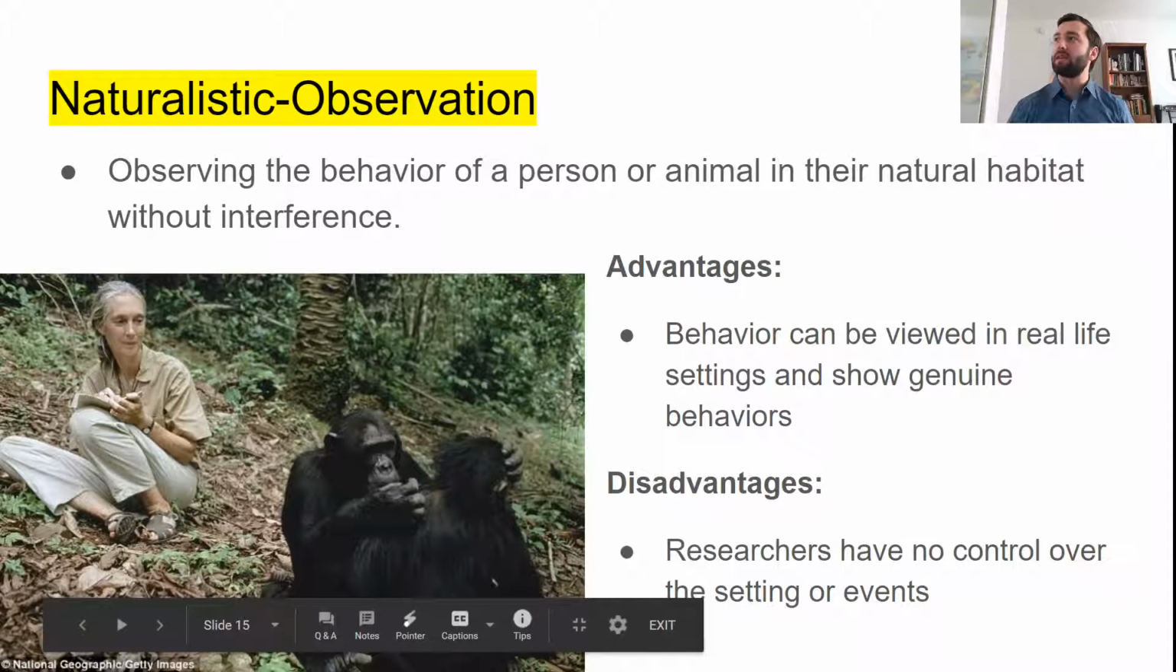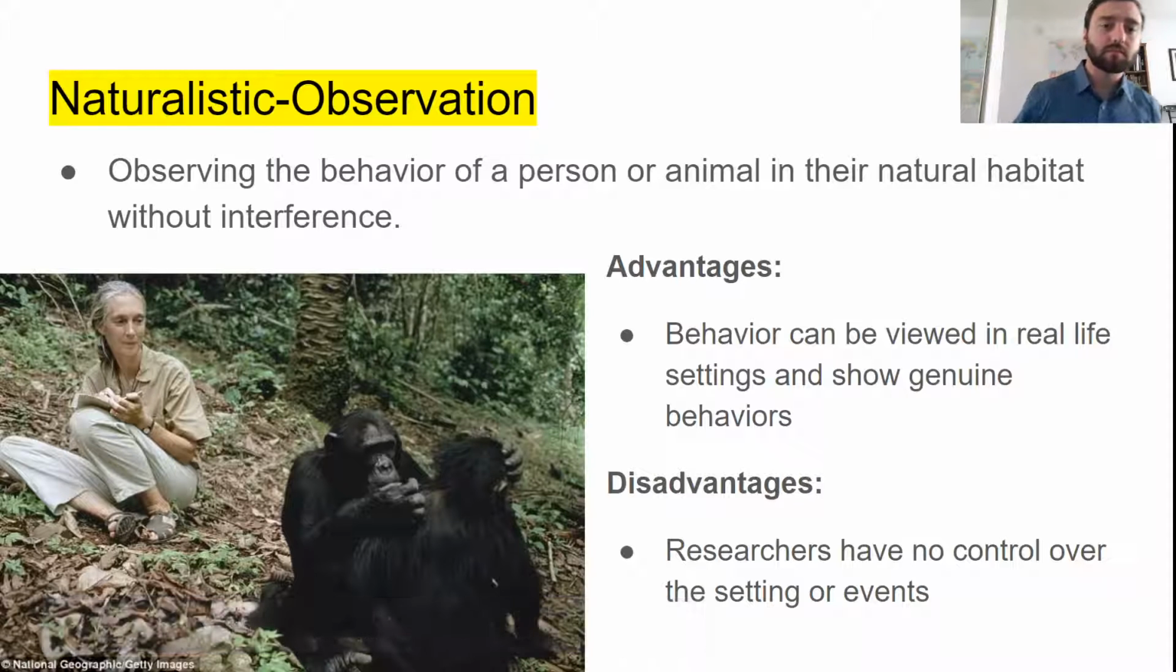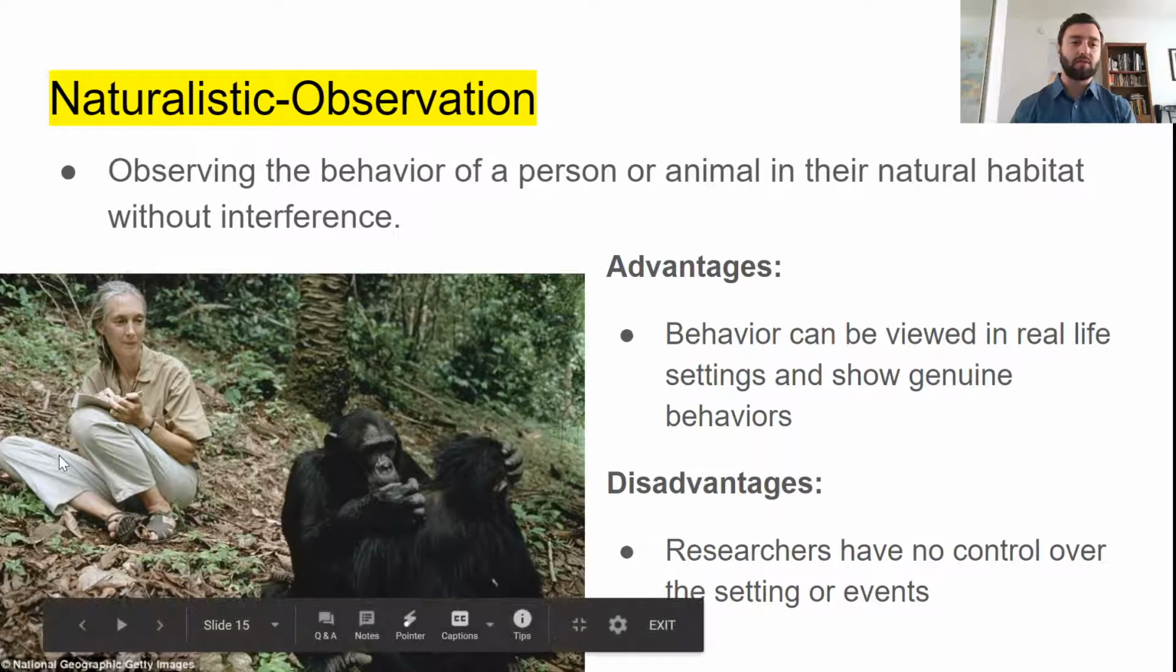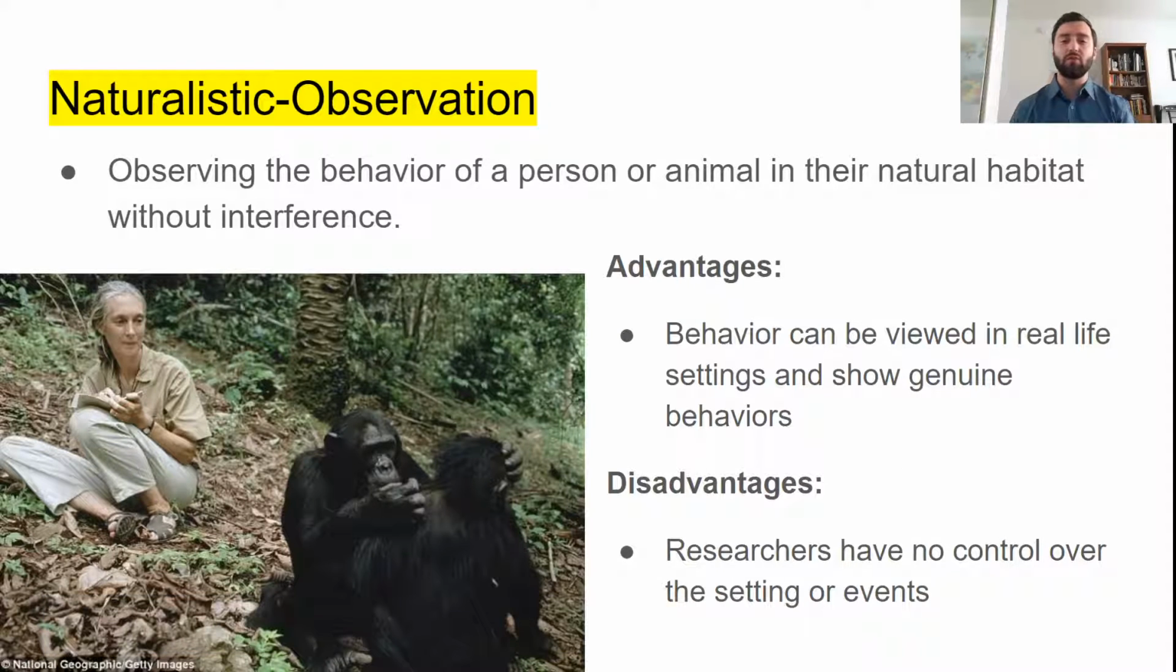So our next one is naturalistic observation. Naturalistic observation is really simple. It's exactly what it sounds like. We are observing the behavior, it can be of people or animals, in their natural habitat, and we are not interfering, we're not doing anything other than just watching. A really good example here is observation of chimps in their natural habitat. We're not interacting with them, we're not doing anything with them. We're just watching them and seeing what they do, okay?